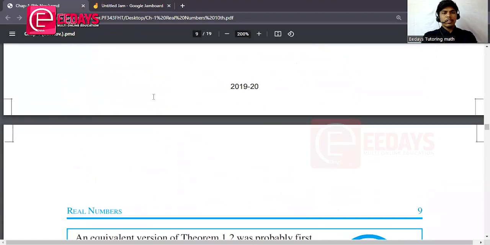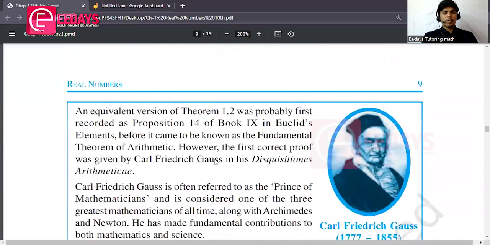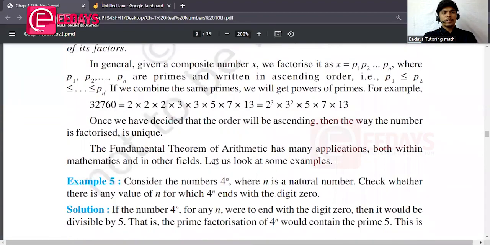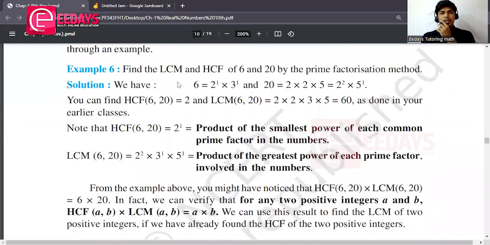These things we already learned. We just write the given number as a product of primes. How can we write the product of primes? We already discussed this, and we solved a few questions on LCM and HCF.